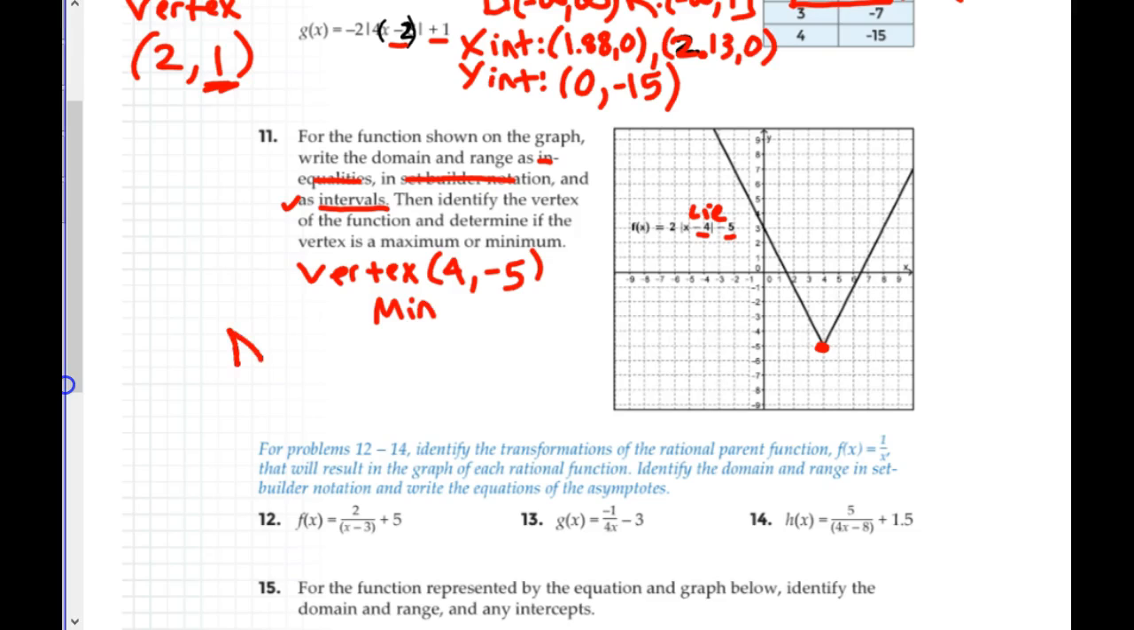And then domain is going to be always for these types of absolute values, it goes forever to the left, forever to the right. So negative infinity to positive infinity. But the range, the furthest down it goes is negative 5. So bracket negative 5 because it includes that point, not an asymptote. Okay, so negative 5 up to forever up. So that's infinity with a parentheses.